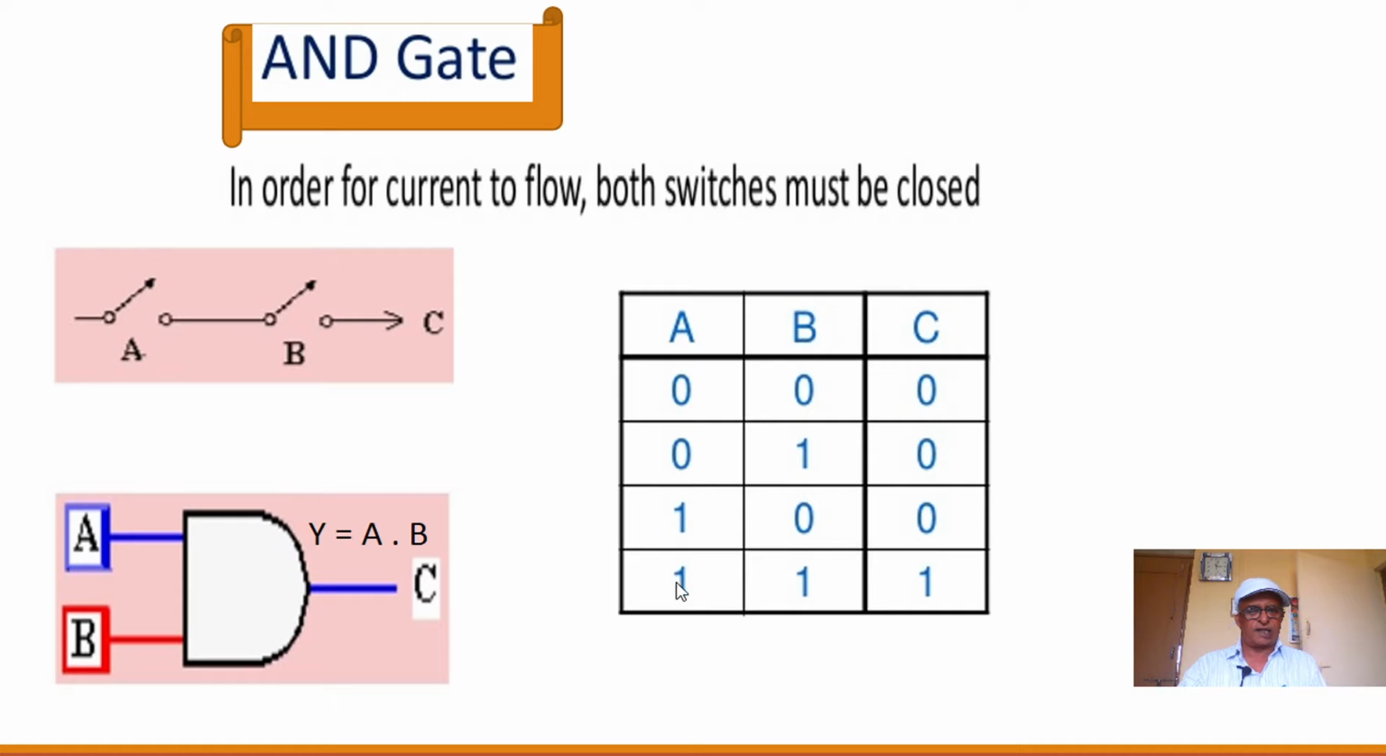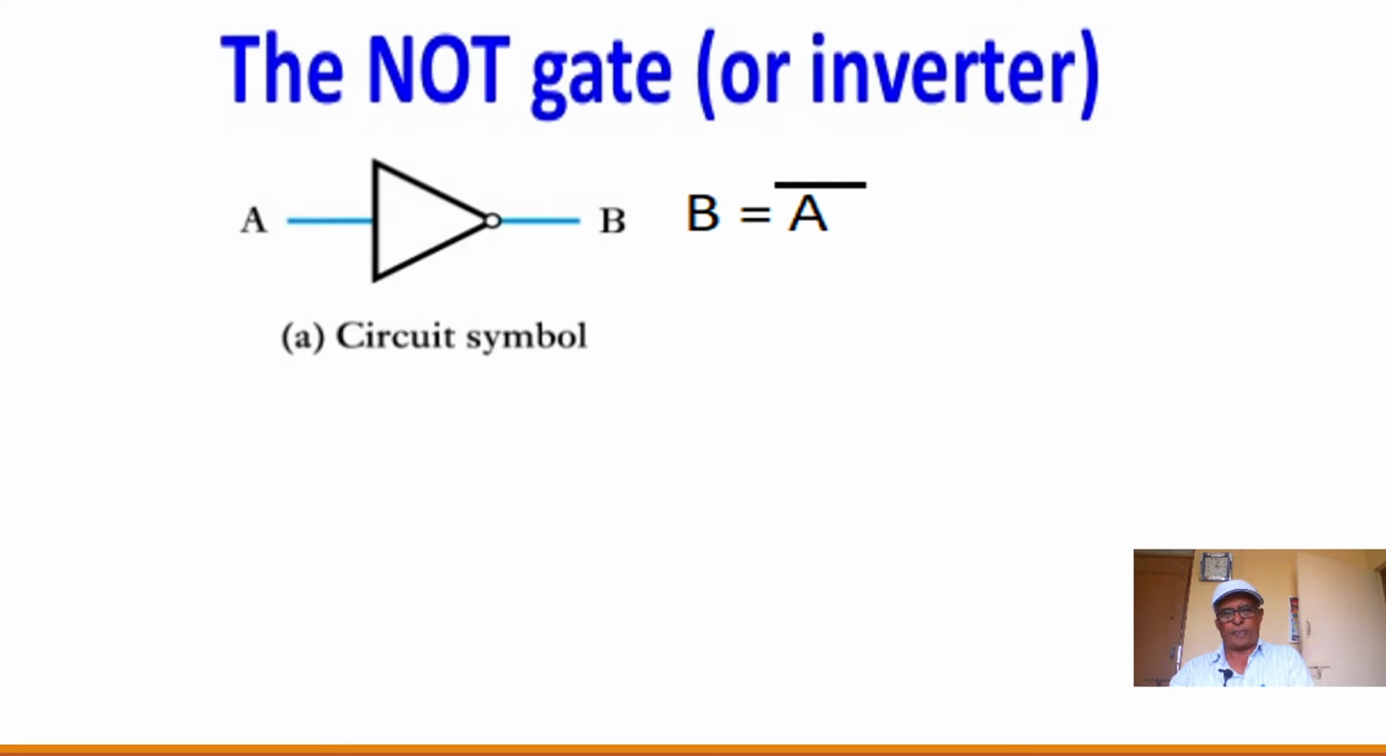Now consider the last condition. A is 1 and B is 1, meaning switch A is on and switch B is also on. Only in this case will the input get connected to the output, and hence we get output 1. So in this way, the AND gate is a logical circuit whose output is 1 if all inputs are 1.